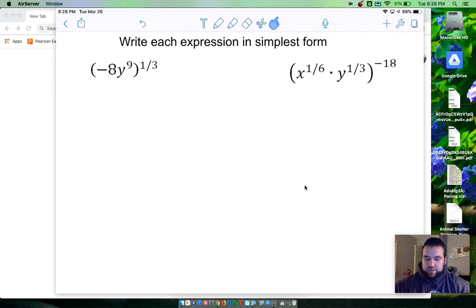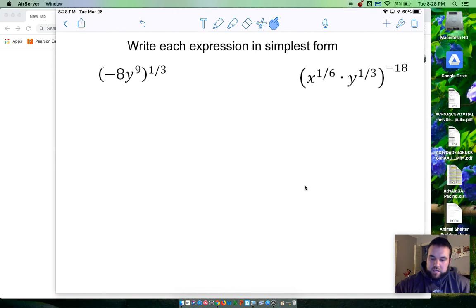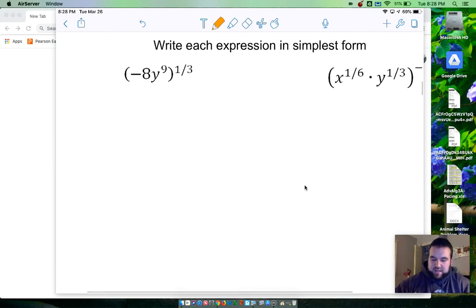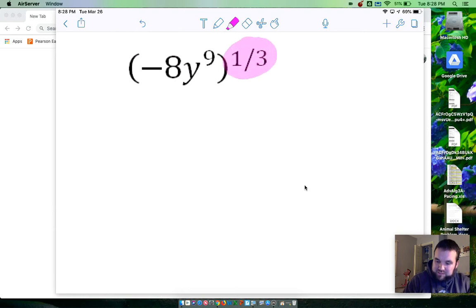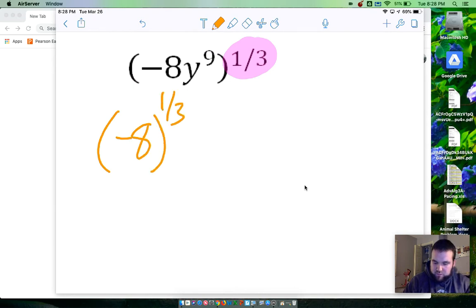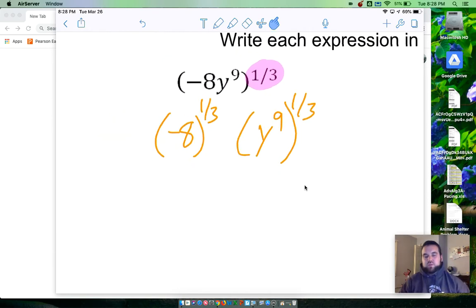And then we also had, again, some bigger expressions that have exponents. This is kind of what I was talking about on the last slide. Here, my exponent is 1/3, but it is applying to everything in the parentheses. So I'm going to split this up as -8 to the 1/3 and y to the 9th to the 1/3 power. Okay, so I've got 2 separate things going on here.